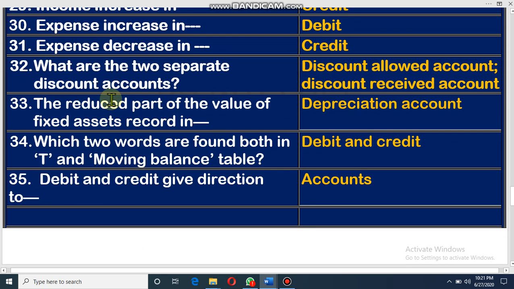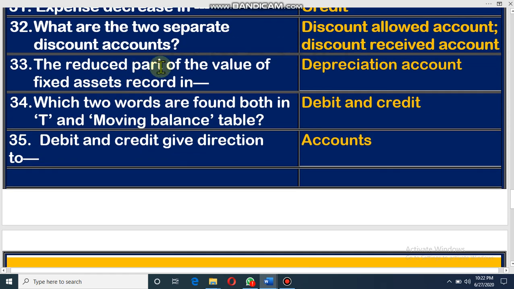Dear student, what are the two separate discount accounts? Discount allowed account and discount received account. That means there are two types of discount: one is discount allowed, another is discount received. Now, the reduced part of the value of a fixed asset is recorded in the depreciation account. That means if the value of a fixed asset decreases for any reason, it is depreciation. This is an expenditure for an organization.